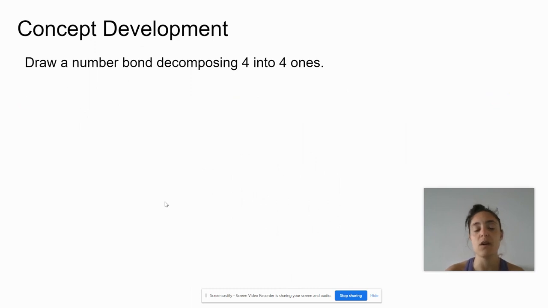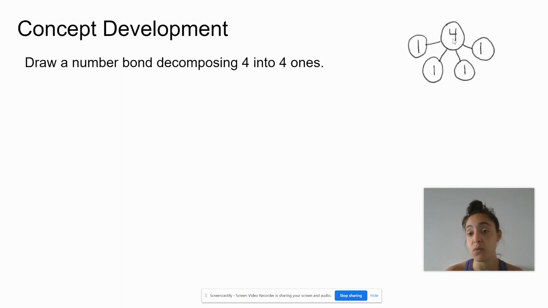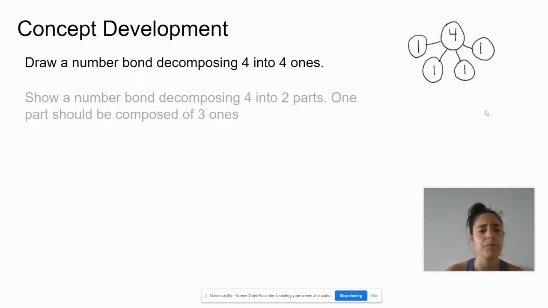All right, so now we are going to talk about our concept development. So we need to draw a number bond decomposing 4 into 4 ones. So this is something new and can be kind of tricky. So when I say decomposing, it means I'm breaking it down. So I'm breaking down the number 4 into 4 ones. So I would draw a number bond with the number 4 as my total, and I have 1, 2, 3, 4 ones, just like we would in the other modules that we've learned about.